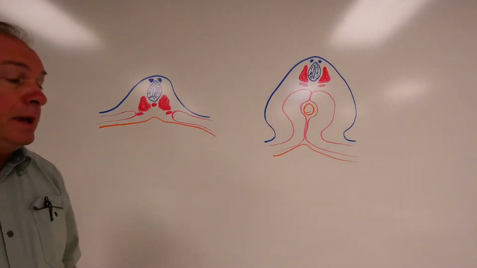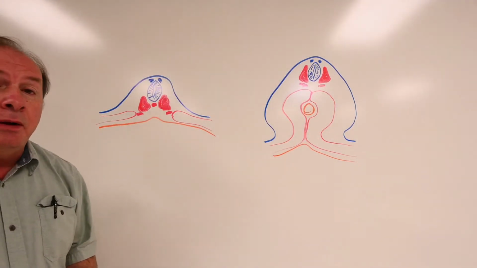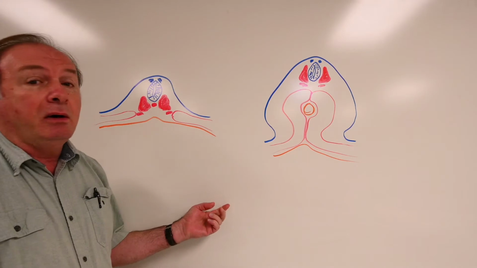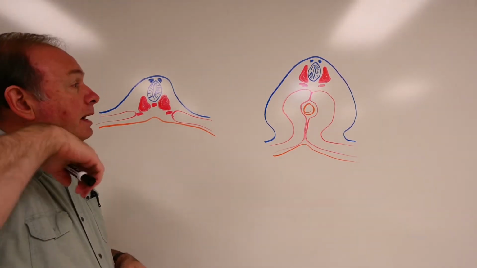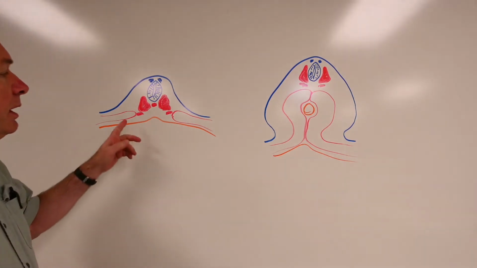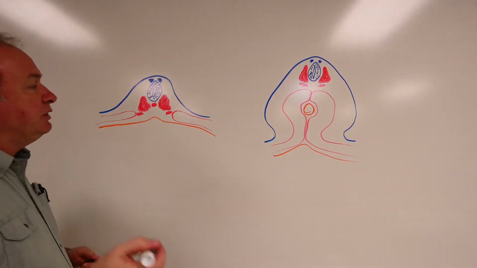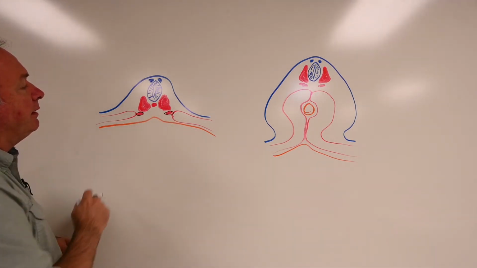We're starting on the urinary and reproductive system material now, and here on the board we have two different stages of early embryonic development, and we want to emphasize the position of the intermediate mesoderm right here. Right there and right there.